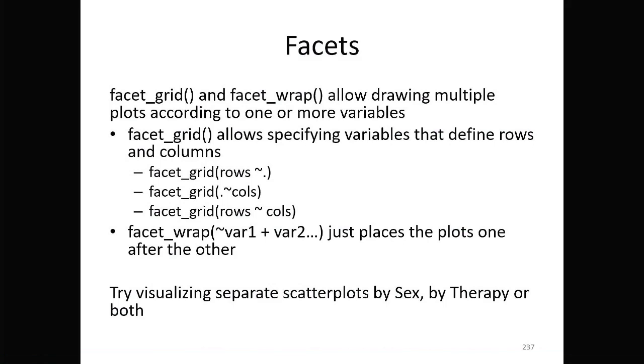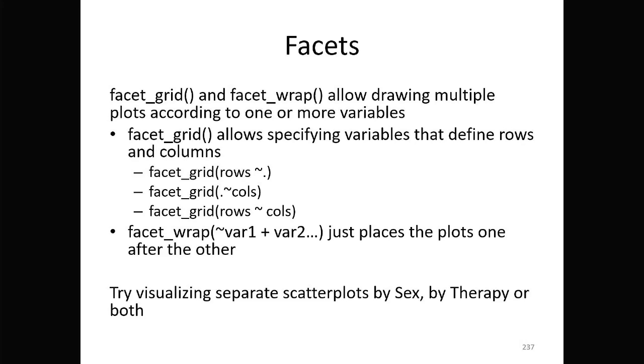Now the facets. The facets, as I told you at the beginning, you need facets when you want to split your plot according to some variable. You have two main options. One is facet grid, and the other one is facet wrap. So facet grid means that you want to arrange the plot according to one or two variables in rows and columns. So, for example, imagine that you would have gender and therapy. You may decide that gender defines different plots and they are arranged in columns, and therapy defines different plots that are arranged in rows. That's facet grid.